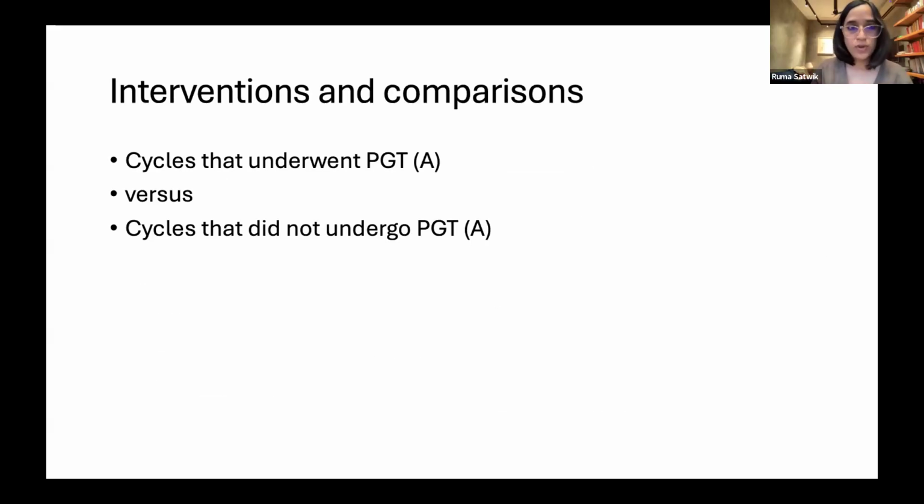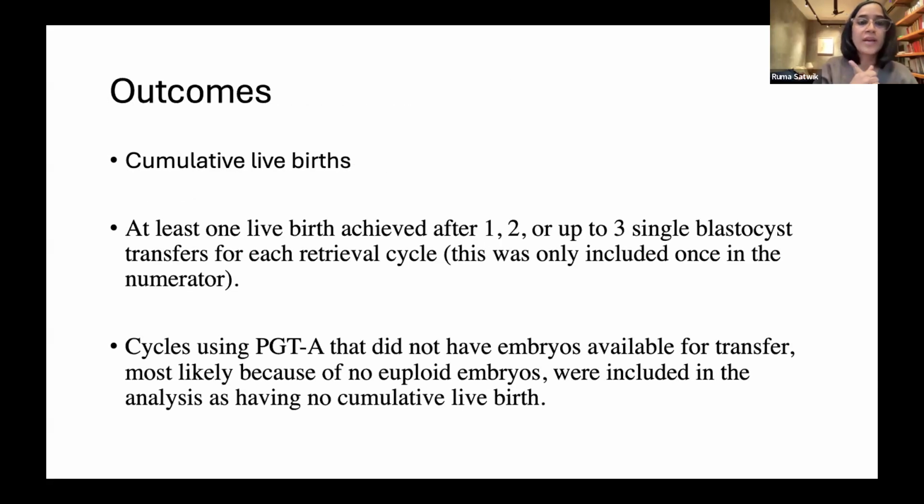This is what you have already told us, that they have included cycles that had PGTA as an intervention, and the comparator were cycles that did not have PGTA as an intervention. So here is where you look at outcomes, okay? And this also has to be fine-tooth combed. So they do a variety of outcomes. One is cumulative live birth, but the other is also clinical pregnancies and miscarriages with the denominator.